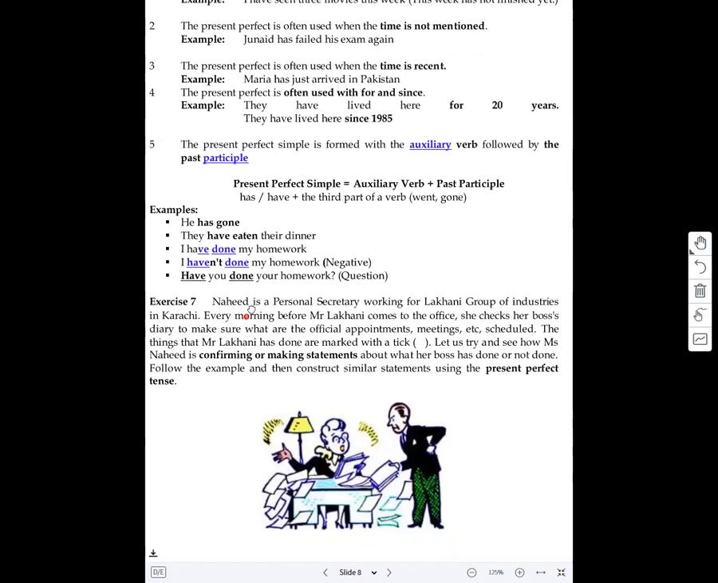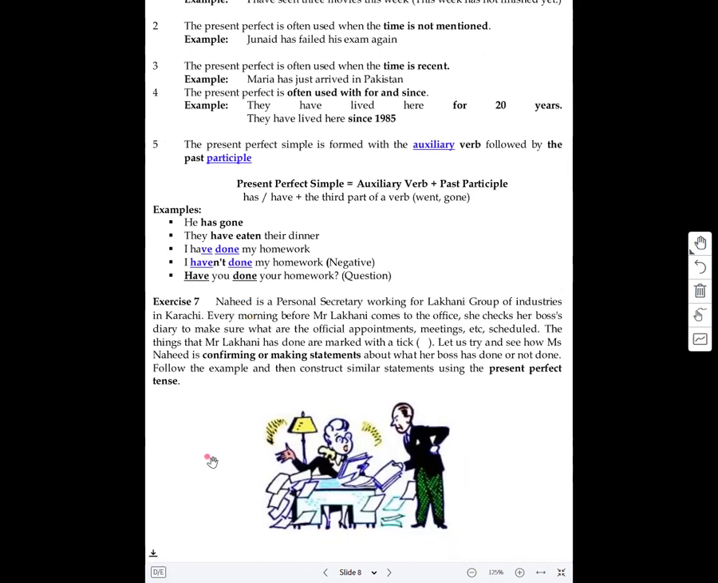Exercise number 7. Naheed is a personal secretary working for Lakhani Group of Industries in Karachi. Every morning before Mr. Lakhani comes to the office, she checks her boss's diary to make sure what official appointments, meetings, etc. are scheduled. The things that Mr. Lakhani has done are marked with a tick. Let us try and see how Miss Naheed is confirming or making statements about what her boss has done or not done. Follow the example and construct similar statements using present perfect tense.